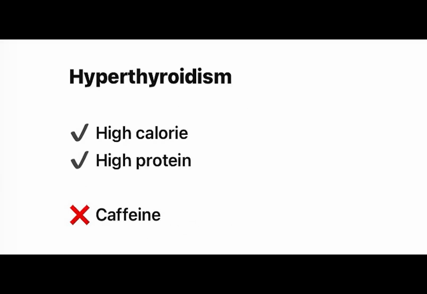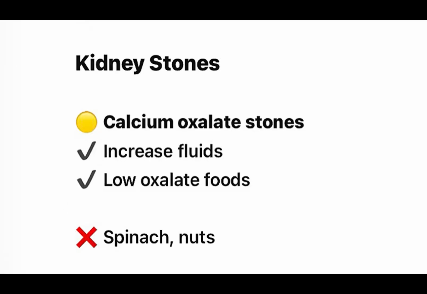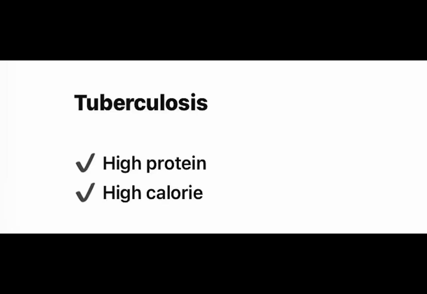And in hyperthyroidism, avoid caffeine and give a high calorie and high protein diet. For the patient with kidney stones, avoid spinach and nuts and give increased fluids and low oxalate foods. In tuberculosis, give a high protein and high calorie diet.